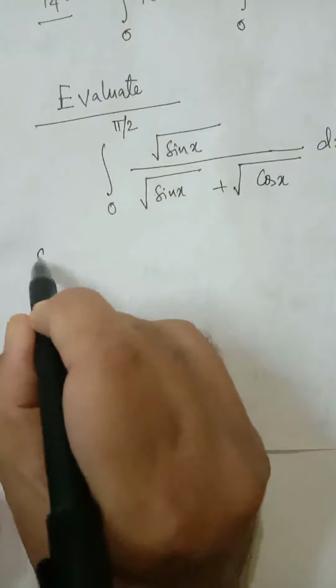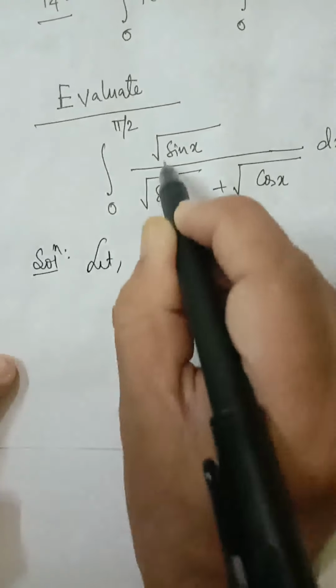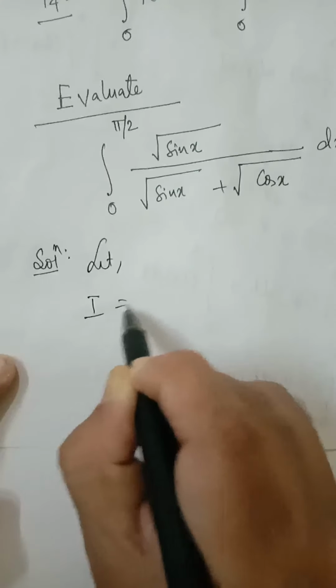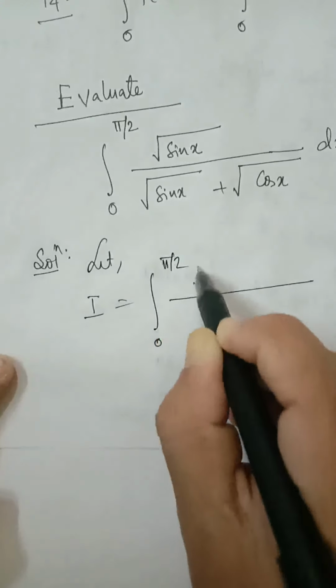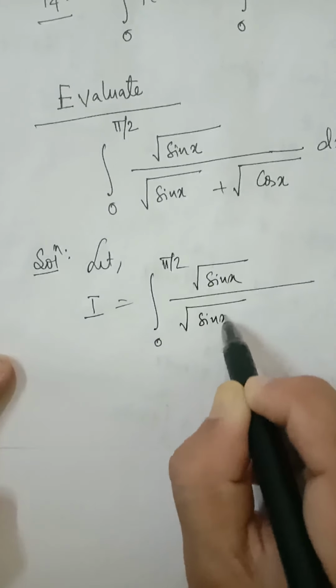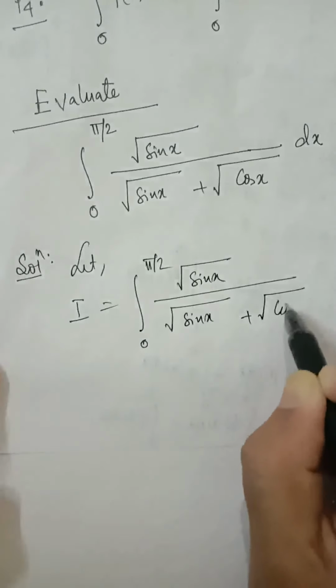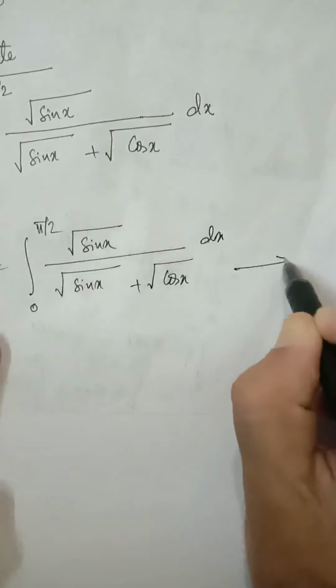To find the value of this, we have to start in this way. We will consider this integral as I. Let I equal the integral from 0 to pi by 2 of root over sin x by root over sin x plus root over cos x dx. We'll mark this by 1.